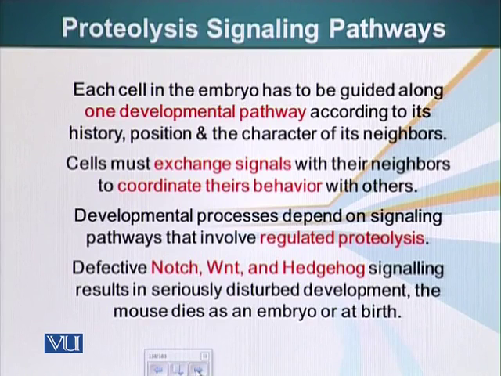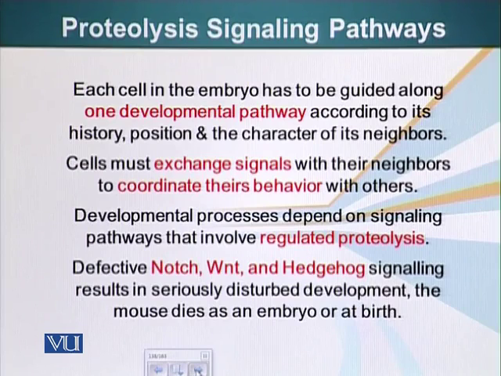So cells have to exchange signals with their neighbors to coordinate their behavior. If a cell has decided that it is going to become a nerve cell, it should tell other cells not to develop into a nerve cell because I am going to develop into a nerve cell. So how do cells manage that? We'll see that. These processes involve regulated proteolysis, not that a protein will be degraded at random, but at specific sites. So three systems: Notch, Wnt, and Hedgehog.